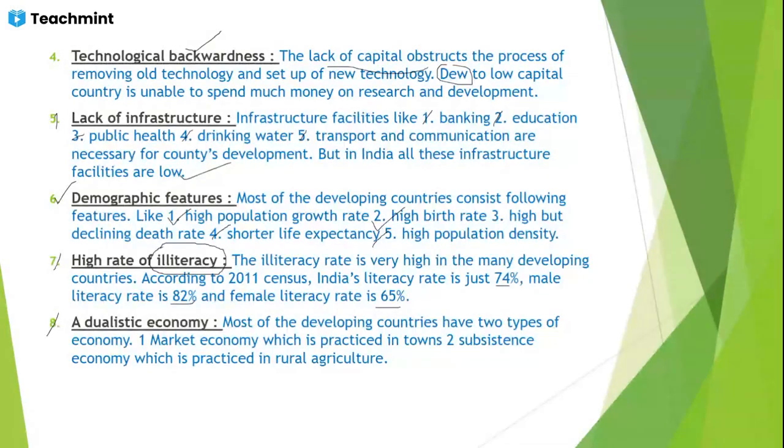And the next one, the eighth one, a dualistic economy. Here dualistic means we can see two types of economy in all developing countries. Let's see what those two are. Most developing countries have two types of economies. One is market economy, which is practiced in towns, that means developed economic situations. The second one is subsistence economy, which is practiced in rural agriculture, that means a not so developed economy. So cities are developed very well, and villages and the agriculture sector are not developing very well.